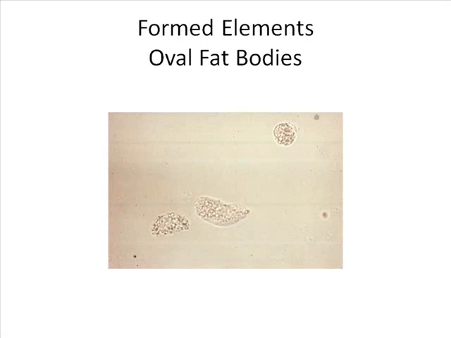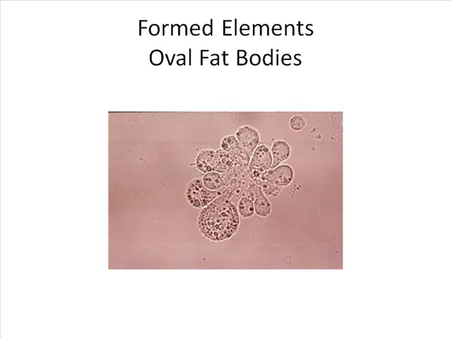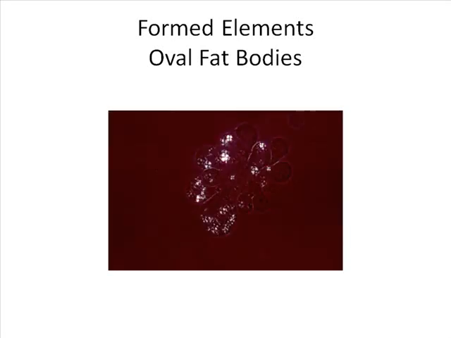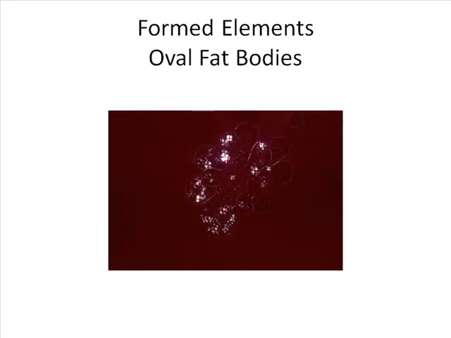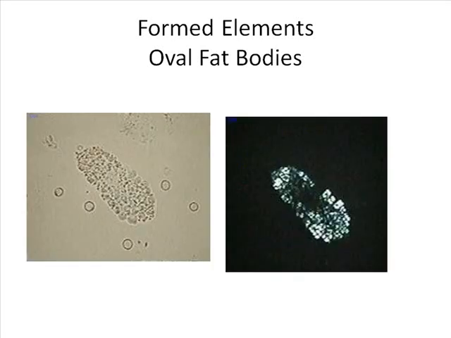Notice these little dots inside here. Now you can either put this under a polarized light, so you'll see a Maltese cross. See here? And I don't know if I have a stain. So this is actually this group of cells under polarized light, and you'll see the Maltese cross.